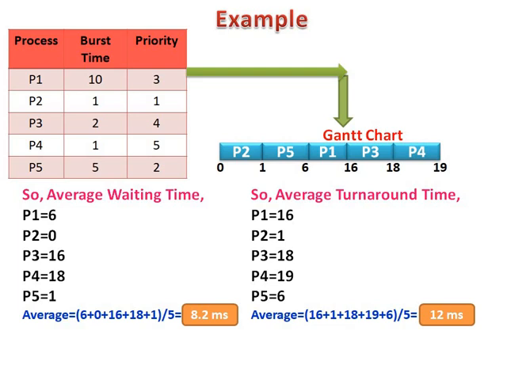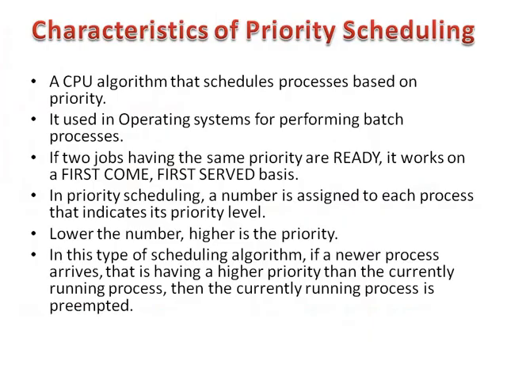The execution of the currently running process is stopped and the new process is taken for execution. This is the priority scheduling algorithm. These are the characteristics of priority scheduling. See the characteristics.